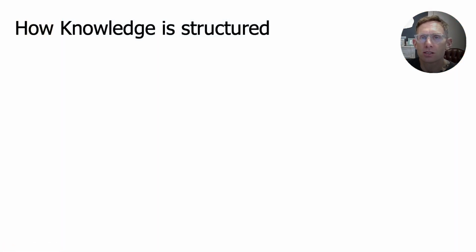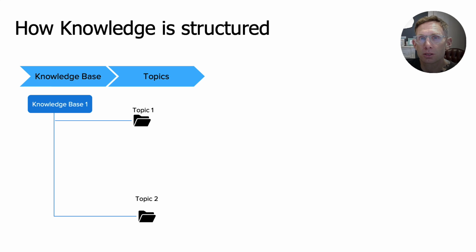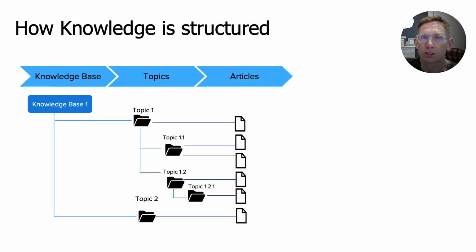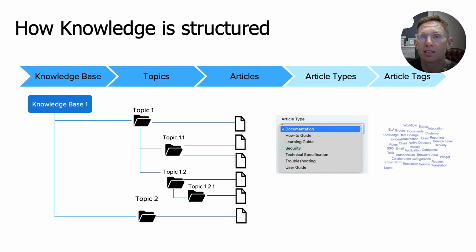So knowledge consists of knowledge bases. Each knowledge base has a single owner, a knowledge manager. Within each knowledge base are articles that are grouped by topic. Topics are organised in a folder-like structure. An article can be one of a number of article types, depending on its content. And articles can also be assigned tags. Tags are not for organising articles, like topics are, but tags are useful for users to find the articles they need.